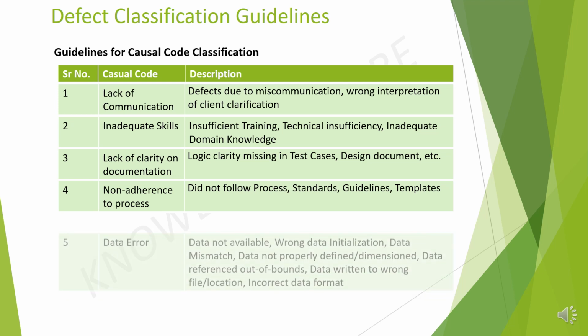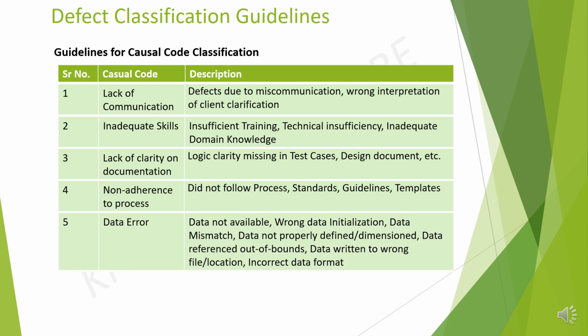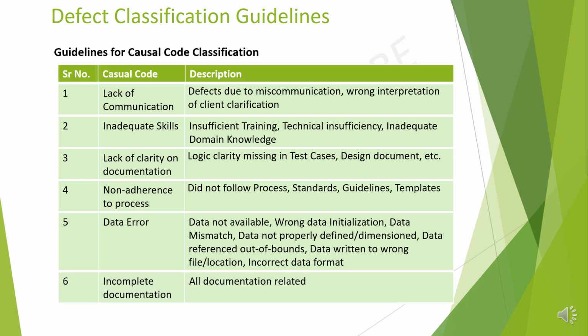Type 5, data error. It covers the defects like data not available, wrong data initialization, data mismatch, data not properly defined or dimensioned, data referenced out of bounds, data returned to wrong file or location and incorrect data format. Type 6, incomplete documentation. All documentation related defects will come under this causal code.